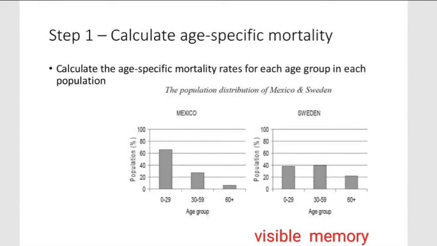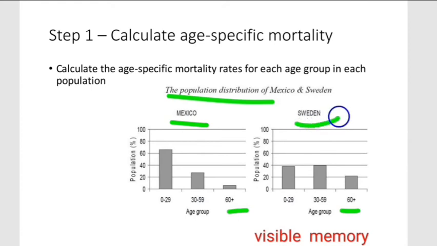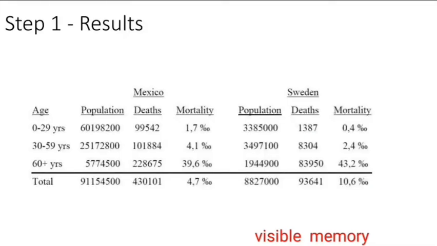When we look at the population distribution of Mexico and Sweden, we see that in Mexico only 10% of people are above 60, and Sweden has more than 20% of people older than 60. So in the case of Sweden, deaths are not all due to disease, they are also due to age, which acts as a confounding factor. Mexico has 4.7 and Sweden has 10.6 mortality rate, so Sweden has the higher mortality rate.